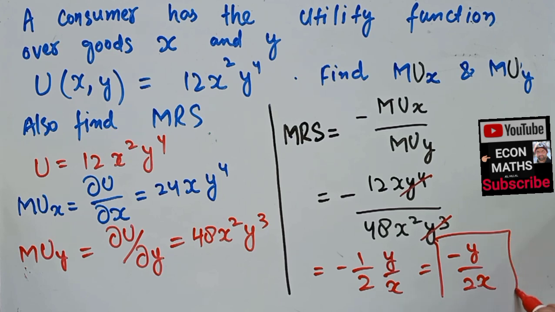Okay, so MRS simply tells us how many units of good y a consumer is willing to give up for one more additional unit of good x. Okay, I hope I made myself clear in this video.